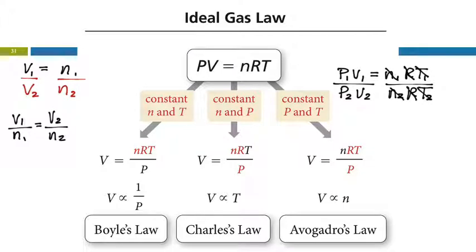What's left on the right side of that equal sign? 1. So now all of that is equal to 1. So if I cross multiply, P1 V1 is equal to P2 V2. And that's Boyle's law. See how that works?